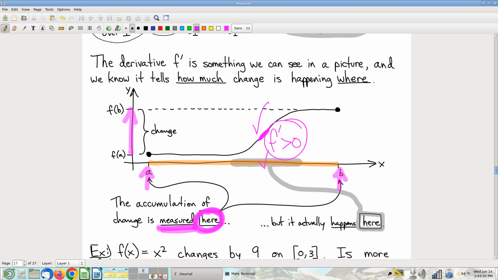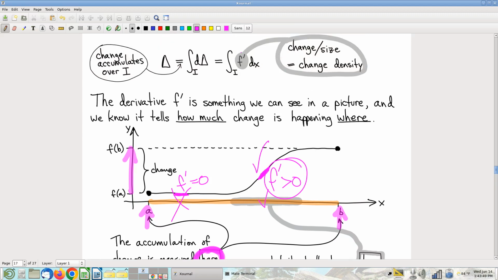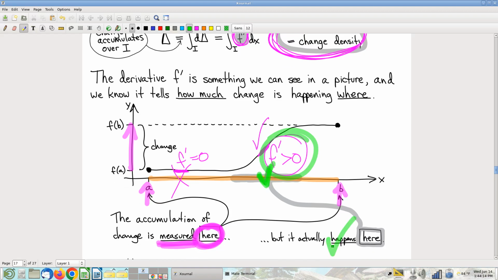And by contrast, over here, f prime is 0, and that's telling you that there's no change happening at those points. So the value of the derivative, let me say that differently, the value of the relevant density, is literally telling you where in the domain that accumulating quantity is happening. The accumulating quantity here is change, and here, where the density is high, is where the change actually happens.